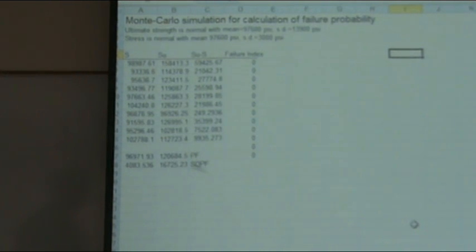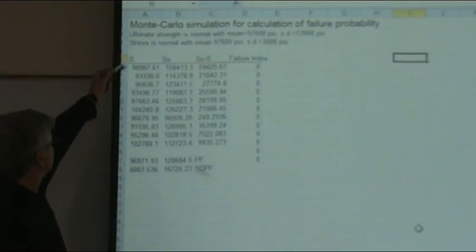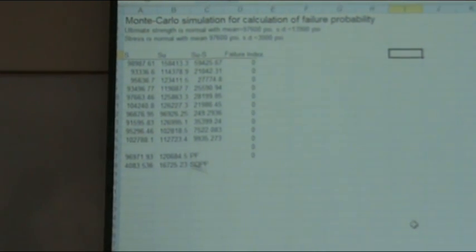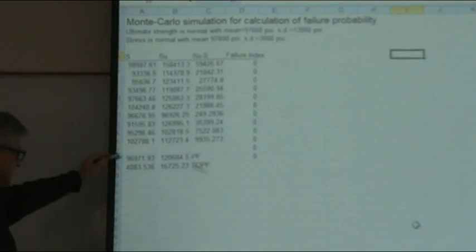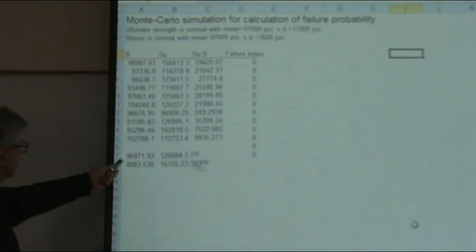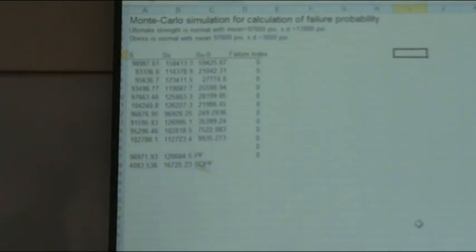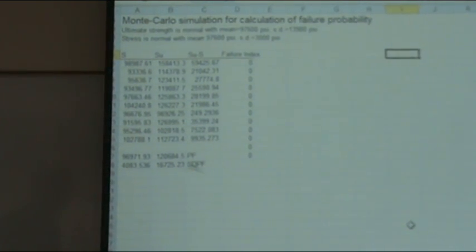So we generate random numbers. First, we generate, as an example, 10 random numbers for the stress. We calculate the mean value of these numbers in order to make sure that the random number generator is correct. So the mean value is about 97,000, so that's okay. The standard deviation is 4,000.